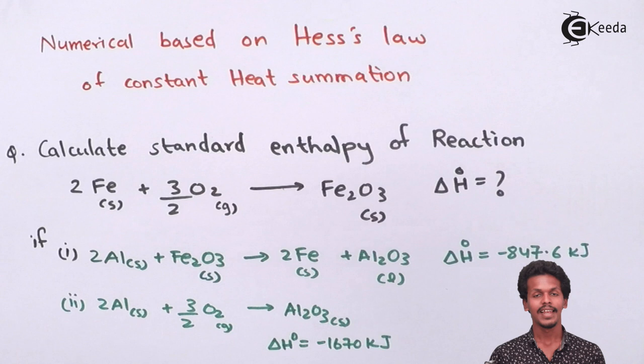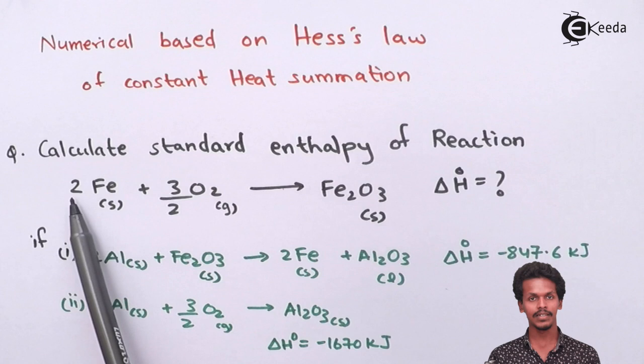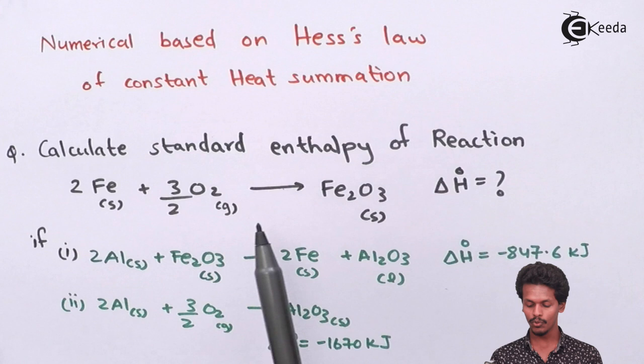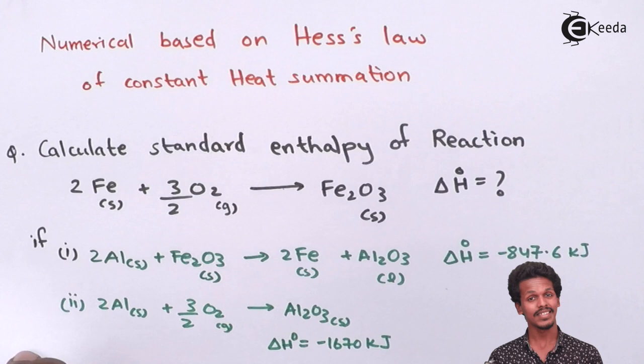How? Let me tell you about that. We have to know the enthalpy of reaction that we could get by considering these 2 reactions. So this is the main reaction for which we have to calculate the delta H naught, that is the standard enthalpy of reaction. So let us write that.